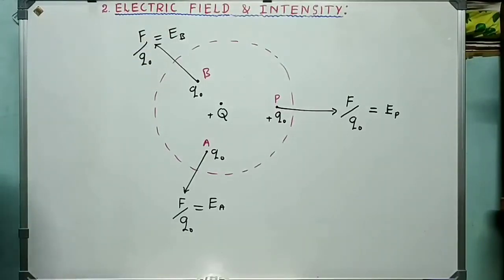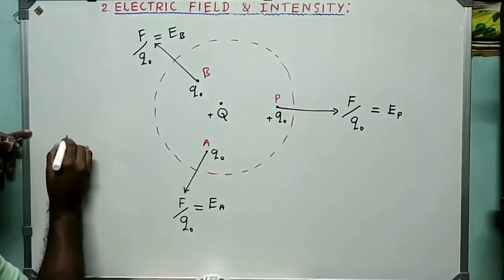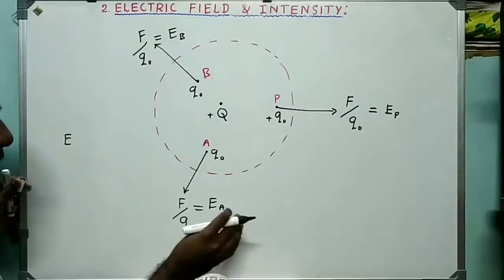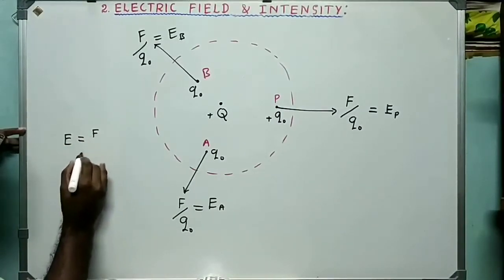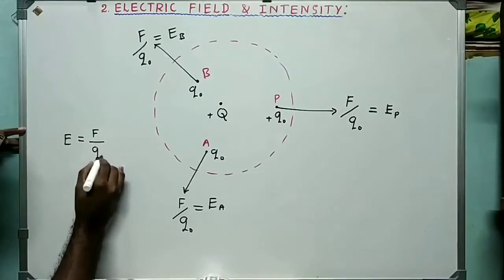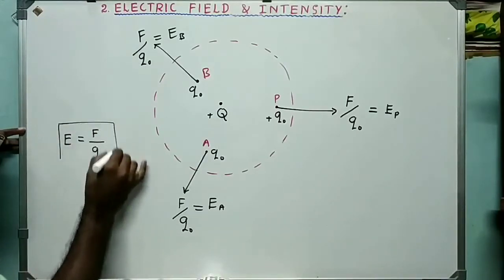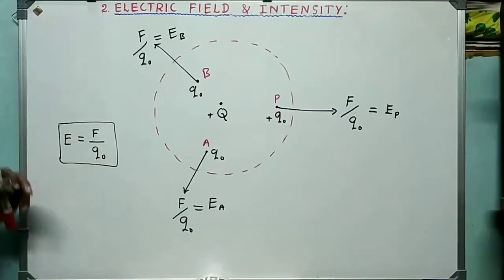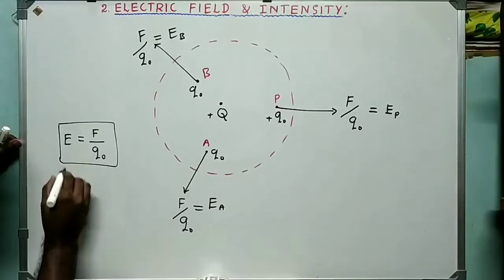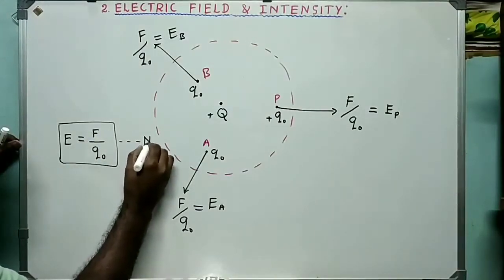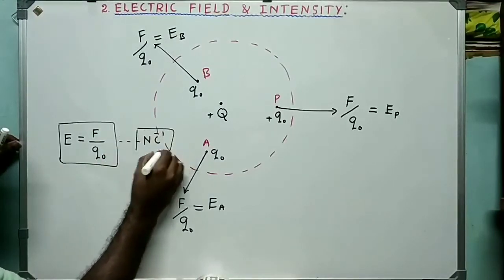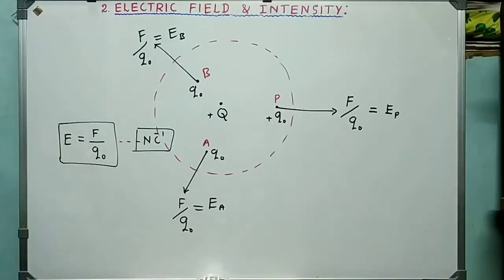In this way, electric intensity at a point is defined as the amount of electrostatic force experienced by the charge Q0 when kept at that point. This is the definition of electric intensity. Now, what is the SI unit of electric intensity? The SI unit of force is Newton and the SI unit of charge is Coulomb, so Newton per Coulomb is the SI unit of electric intensity.